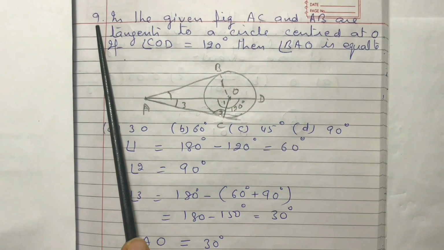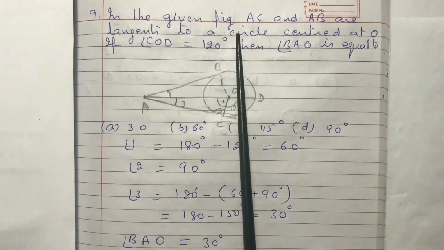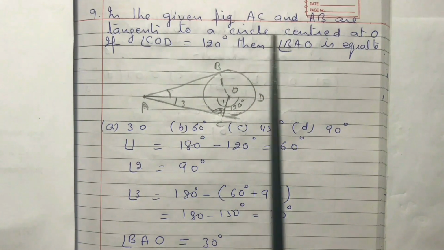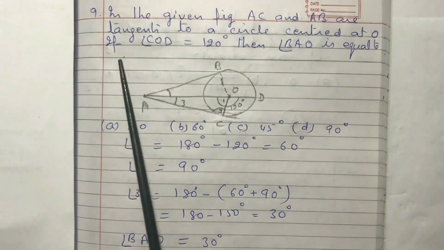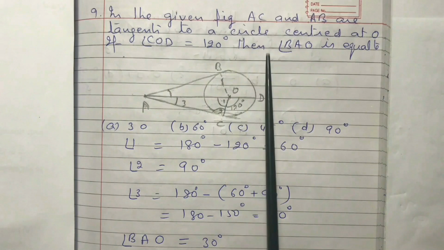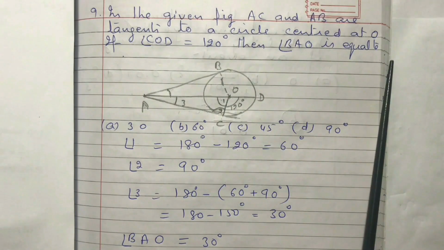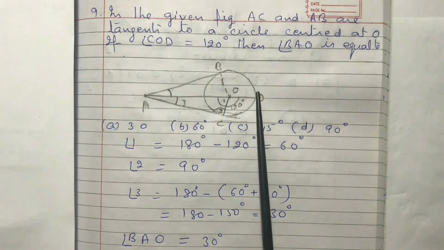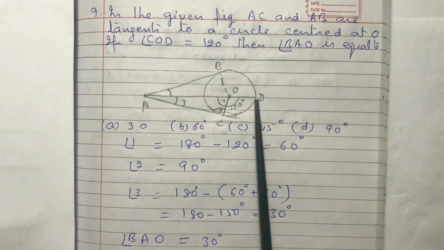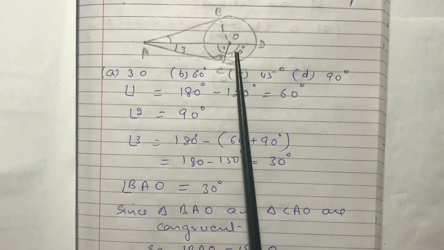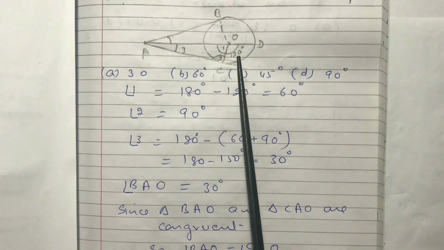Now this is question number 9. In the given figure, AC and AB are tangents to a circle centered at O. If angle COD is 120 degree, then angle BAO is equal to, there are 4 options. This figure is given to us. Now here, this angle is 120 degree.